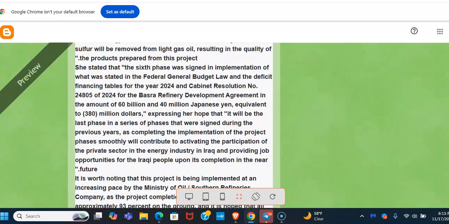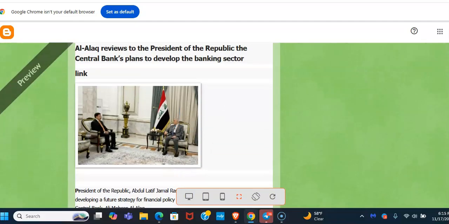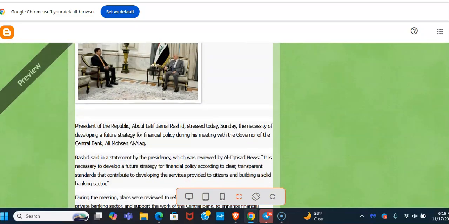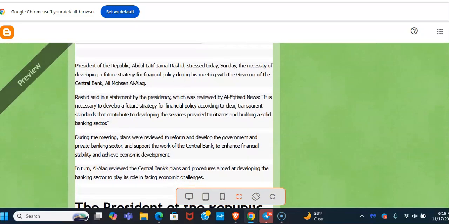Okay. Let's see, because look, we're at 21 minutes. So this was pretty good. Leah Locke reviews to the President of the Republic the central bank's plans to develop the banking sector. So I thought it was interesting. He specifically went to meet with the President, Rashid Abdul Latif Jamal. There's all his names there.